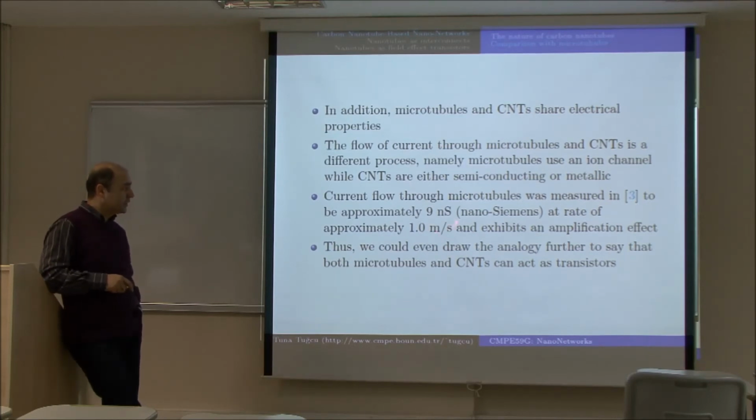The current flow through microtubules was measured, you can find the reference here, to be approximately 9 nanosiemens at a rate of approximately 1 meter per second, which is quite fast for nanoscale networks, and it exhibits an amplification effect. So we could even draw the analogy further to say that both microtubules and the carbon nanotubes can act as transistors because they are able to amplify the incoming signal.